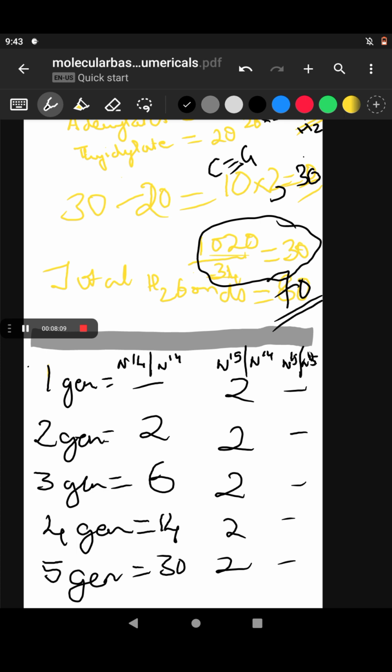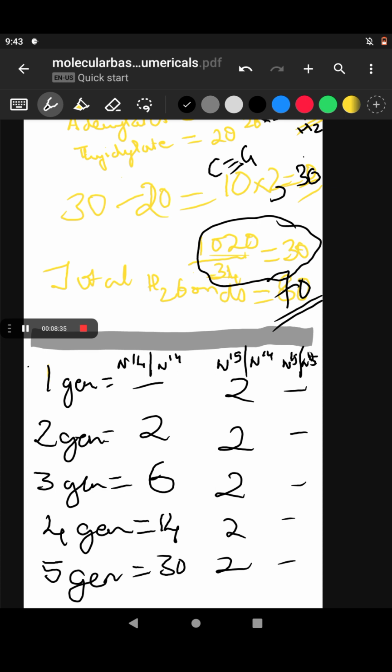Similarly, the third generation would be 6 and 2. If you notice here, the hybrid will always be 2, and the light ones increase in number. For every 2 hybrids, they produce 2 normal and 2 hybrids. That is how the 2 hybrids are retained, and the additional 2 are added to the N14. That is how you get this formula.